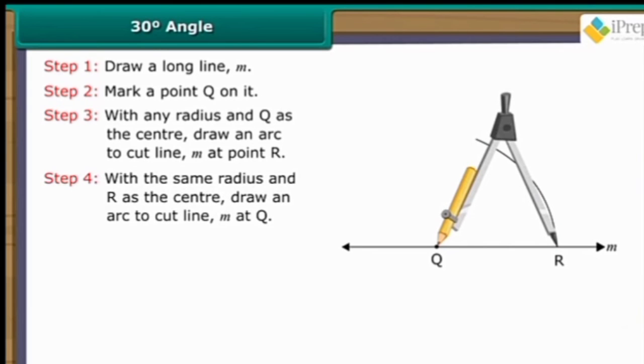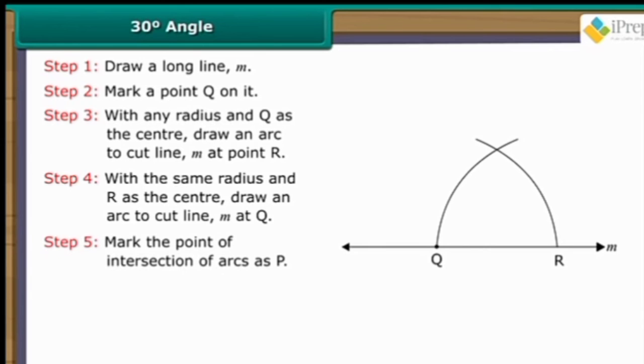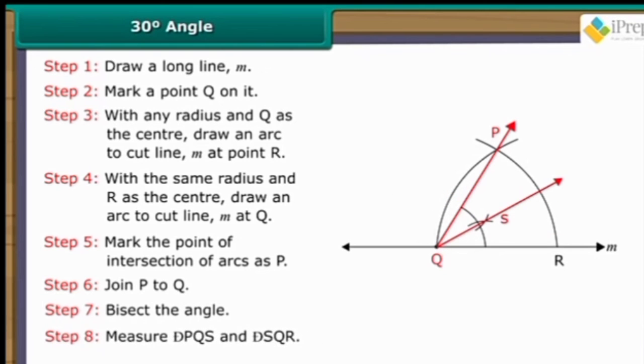With the same radius and R as the center, draw an arc to cut the first arc. Mark the point of intersection of arcs as P. Join P to Q. Bisect the angle. Measure angles PQS and SQR. Angle PQS is equal to angle SQR is equal to 30 degrees.